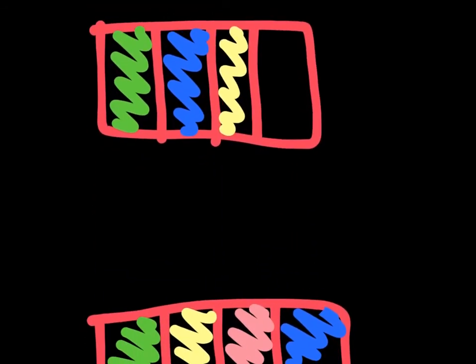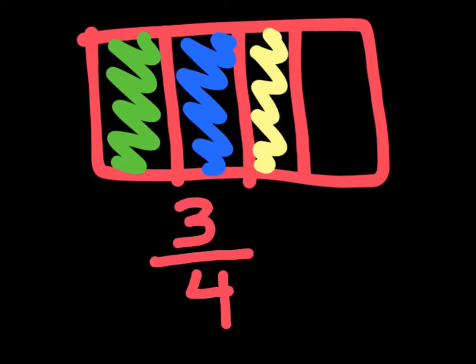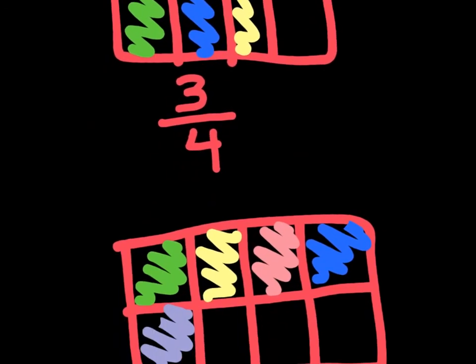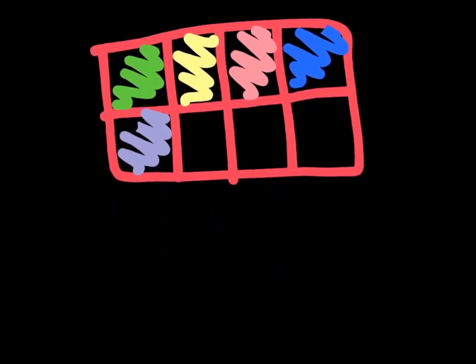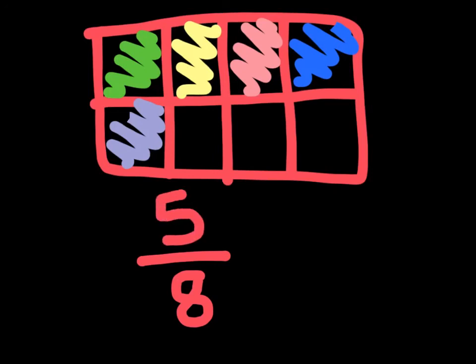Now let's go on to this one. We have 4 boxes in total, and 3 of them are shaded in. So we would write this as 4 and then 3. So we would say it out as 3/4. Now let's go on to our next question. This is our last question. We have a total of 8 boxes, and 5 of them are shaded in. So we would write it as 5 over 8, or 5/8.